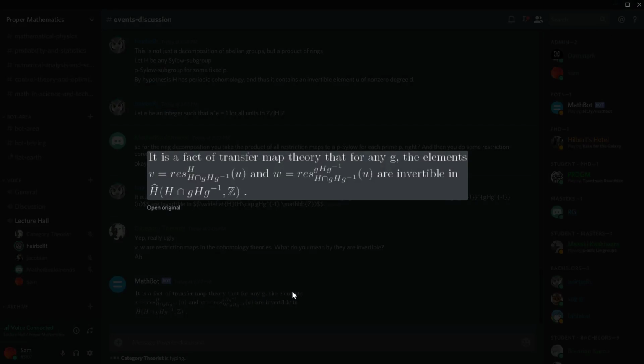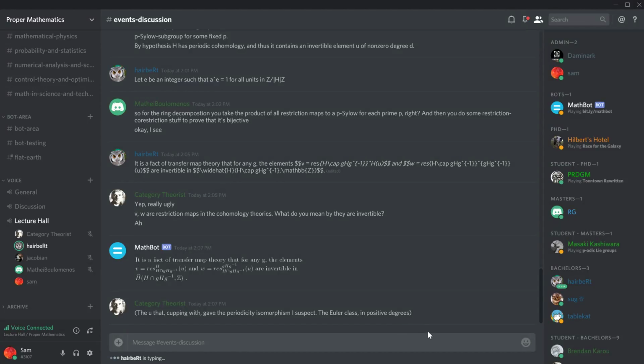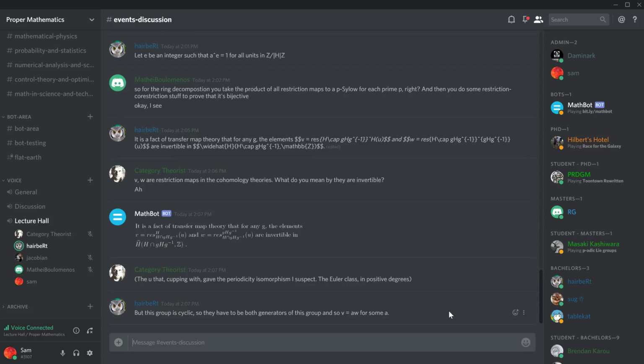But we also know that the last group in which these are invertible has to be cyclic. The invertibility we have just because we know that U is invertible, and this restriction map is a ring homomorphism. So V and W both have to be invertible. But this group is cyclic, so they have to be both generators of this group. V equals AW for some A.